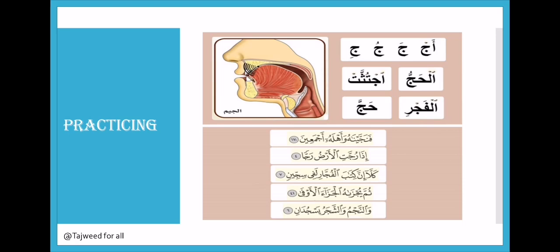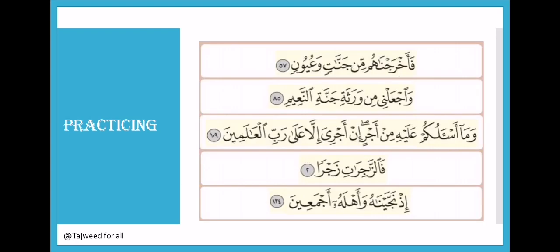Okay, the Jim and the Z both are strong, so when the Jim Sakin is coming or Jim Fatha is coming with the Zai, there is a chance for mixing these two letters. Yuj, Yujzahu. So you have to make sure you give the qalqala so that the Zai can be pronounced clearly. Al-Jaza'u. وَالنَّجْمُ. So this is all about the letter Jim.